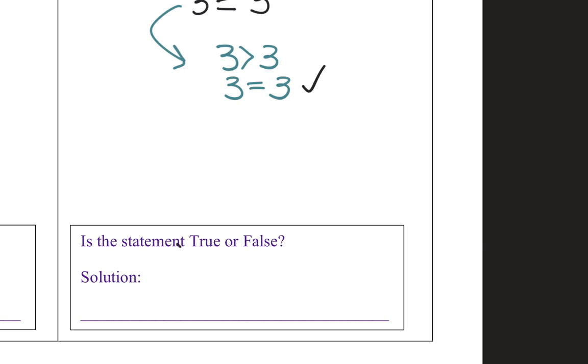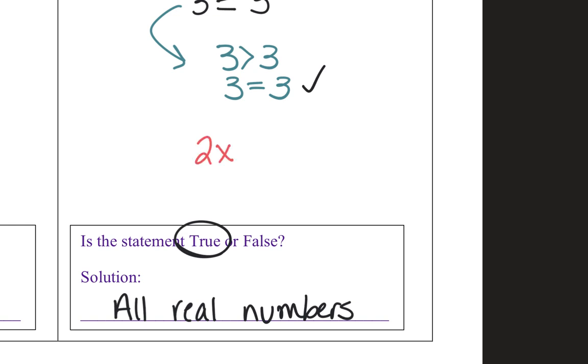All right, so we're going to circle true. And again, our solution is going to be all real numbers. Now, with these two examples, we had numbers left. It could also be numbers with the x. So if you had 2x is greater than or equal to 2x, since they're still equal to, it would still be all real numbers. So you would still treat it the same.